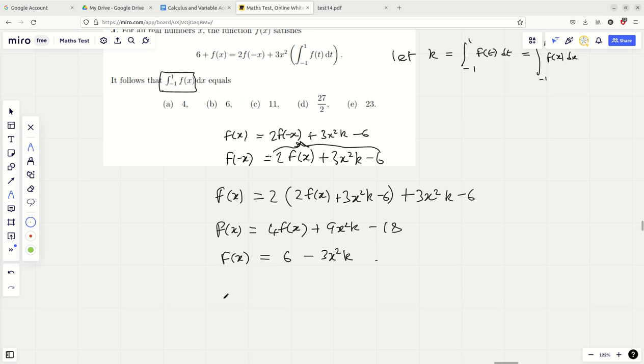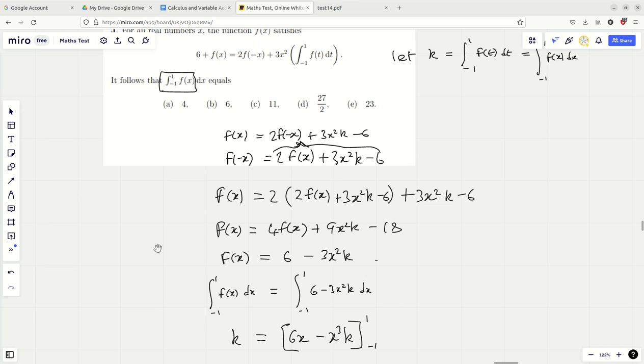What I'm going to do now is integrate both sides with respect to x between the limits of 1 and minus 1. So the left-hand side should equal the right-hand side integrated between the limits of 1 and minus 1, 3x squared k, with respect to x. Yeah, and you might think, what are you doing? Well, I'm just integrating both sides with respect to x between 1 and minus 1. Now firstly, as noted earlier, that there is just k. This can be directly integrated, 6x minus x cubed k between the limits of 1 and minus 1.